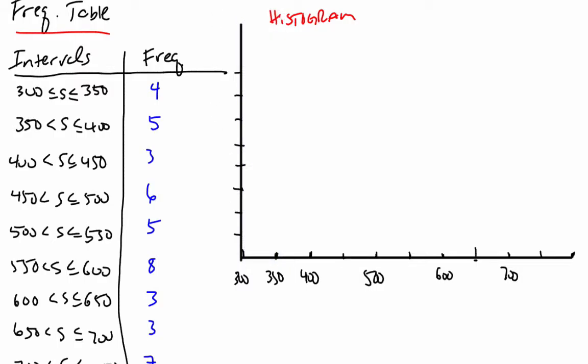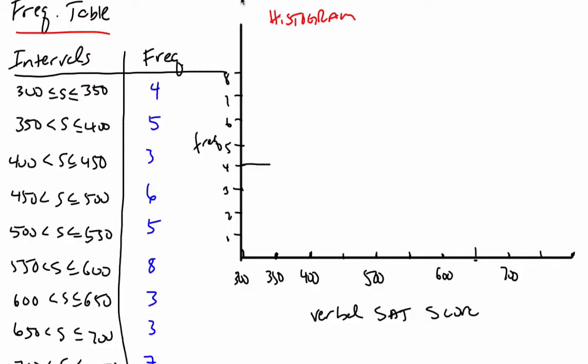On the side here we have frequency. On the bottom here we have verbal SAT scores. And then it's just a matter of counting them out from 300 to 350. So if I count these up here, 1, 2, 3, 4, 5, 6, 7, and 8. So 4 is going to be here.